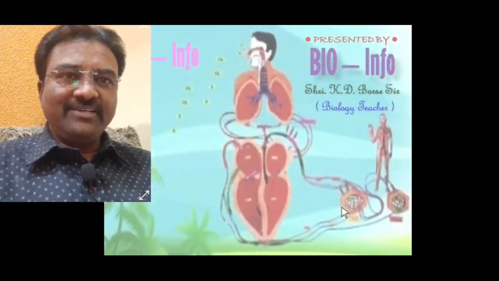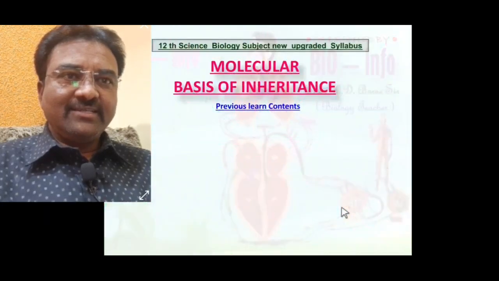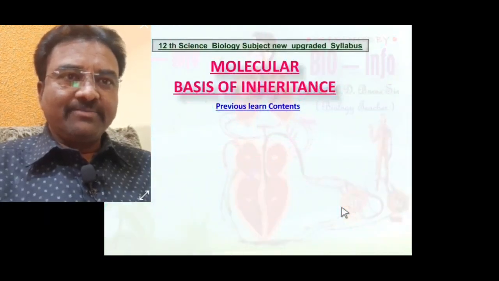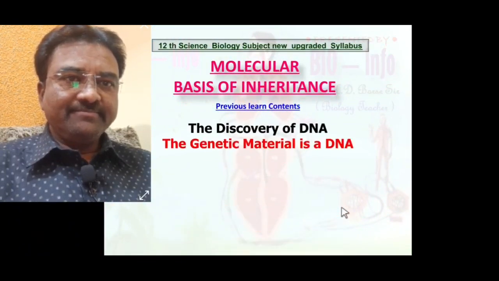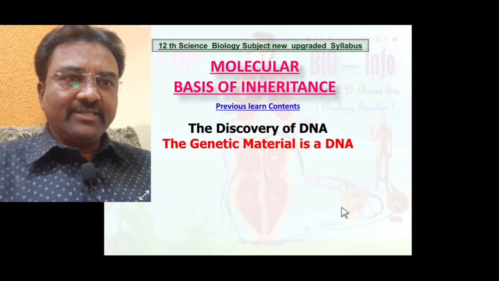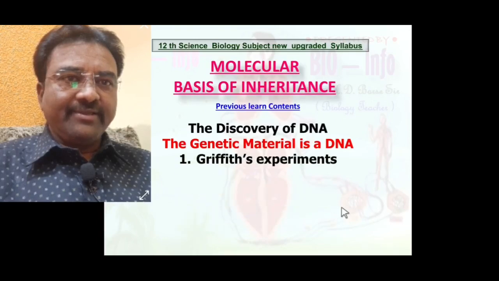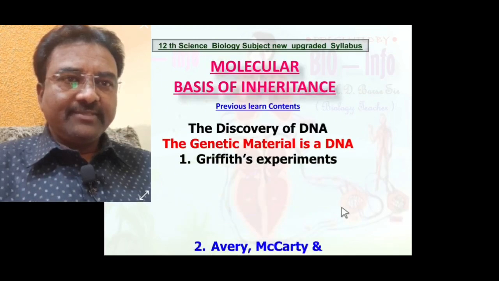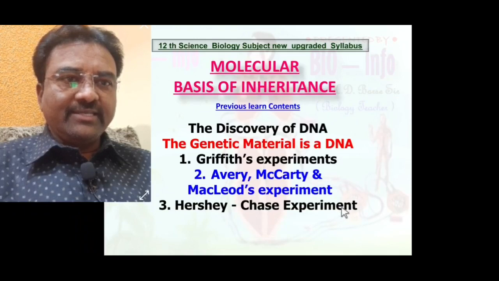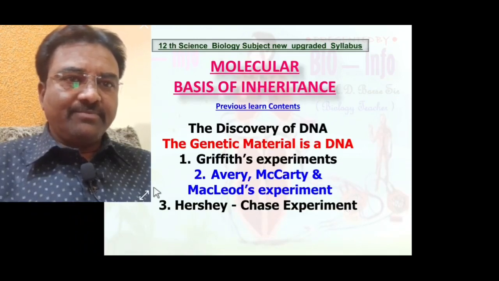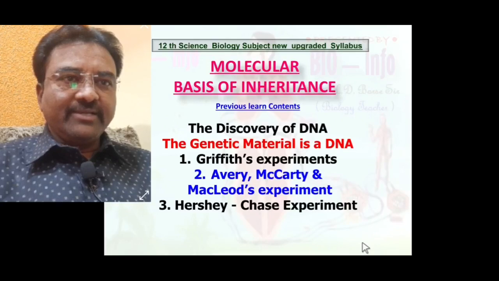In the last lecture we discussed in detail the molecular basis of inheritance chapter, the concept of the discovery of DNA. The genetic material is DNA. This is proved by three different experiments: number one, Griffith's experiment; second, Avery, McCarty and MacLeod experiment; and third, Hershey-Chase experiment. All these three experiments prove that the genetic material is DNA.